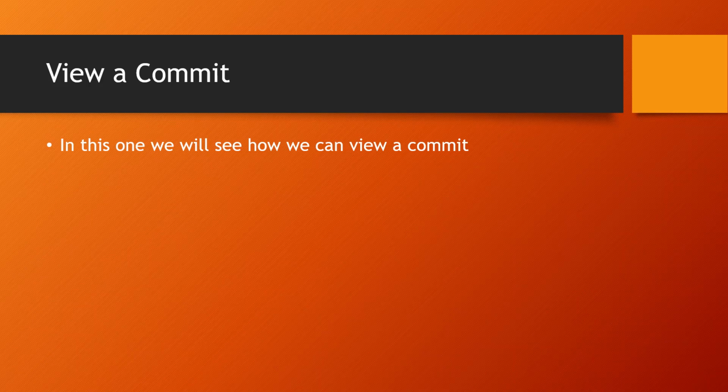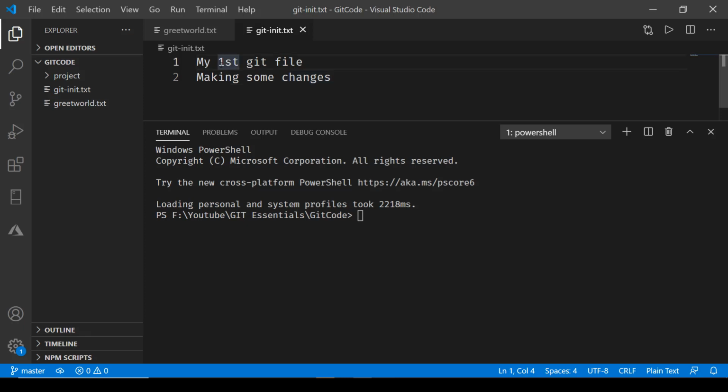In this one, we'll be taking a look at how we can view a commit once we have made that. So let's go ahead and check that out. What I'll do is I'll open up my Visual Studio Code editor, and here you can see I have written my first Git file. So I'll write my first and I'll save this.